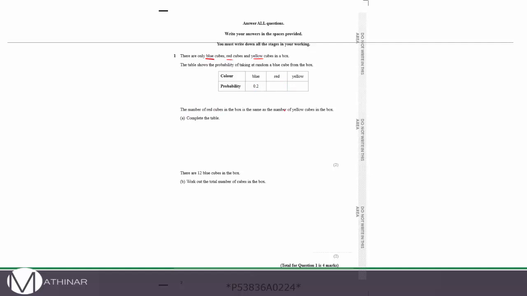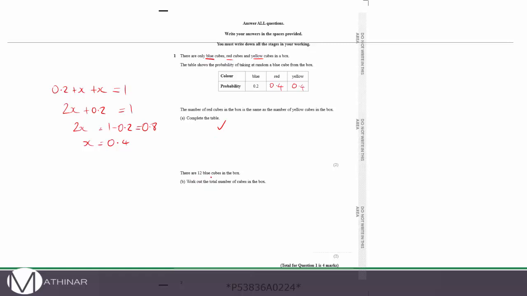The number of red cubes is the same as the number of yellow cubes. Okay, so that means that the probability of red must be the same as the probability of yellow. So we can write that down. Now we can say that the 0.2 add x, so if we add up all probabilities add up to 1. So that gives us 2x plus 0.2 equals 1. So 2x is 1 minus 0.2, which is 0.8, giving us x is 0.4. So we can replace that with 0.4 and that with 0.4. So the first question, complete the table, we're done.